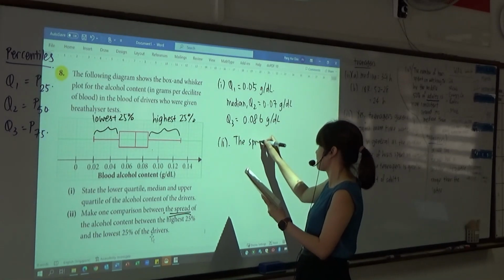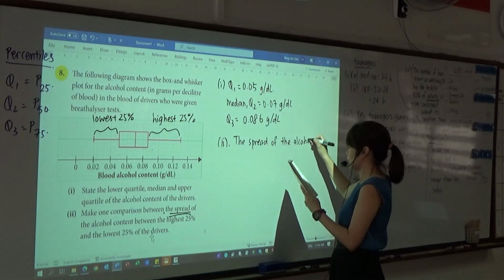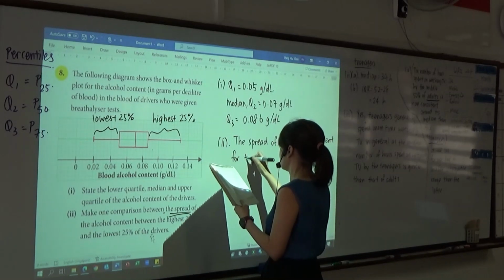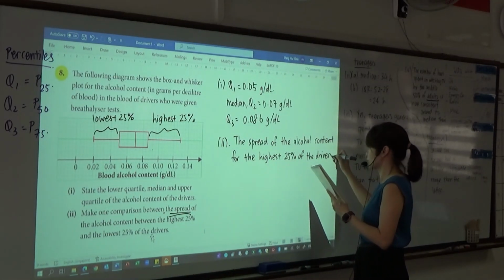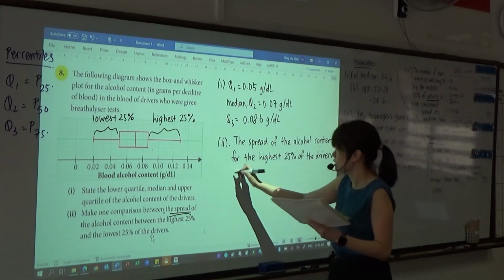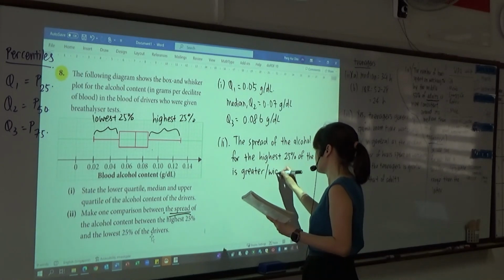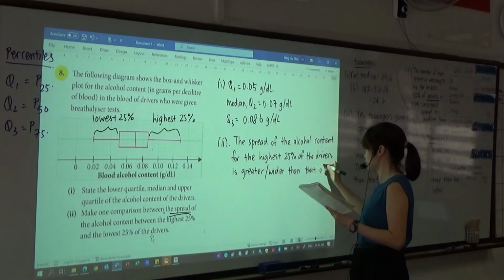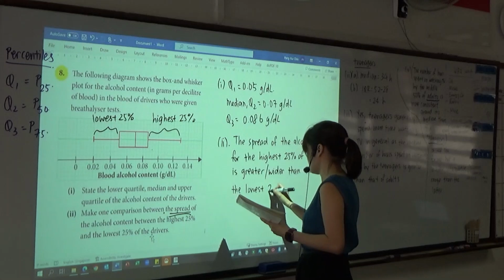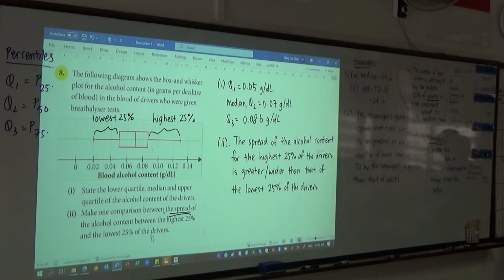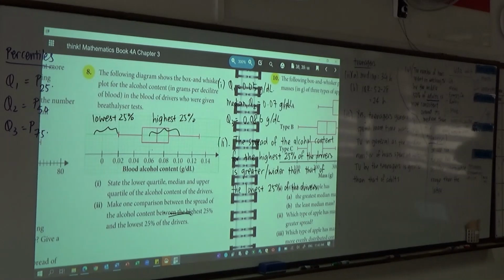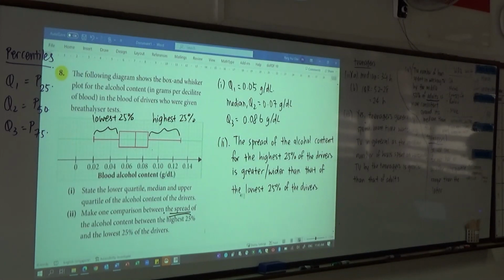Okay, so we say the spread of the alcohol content for the highest 25% of the drivers is greater, or you can say wider, than that of the lowest 25%. Questions?